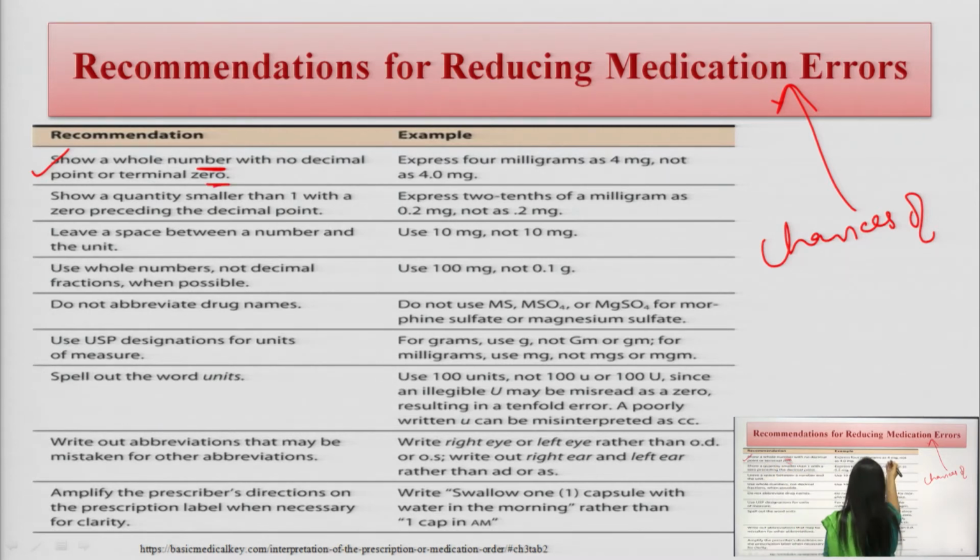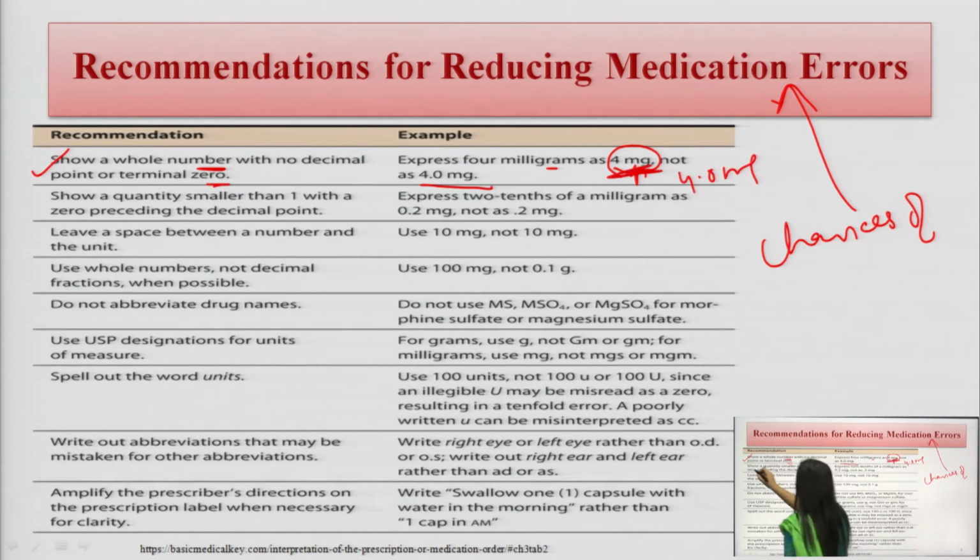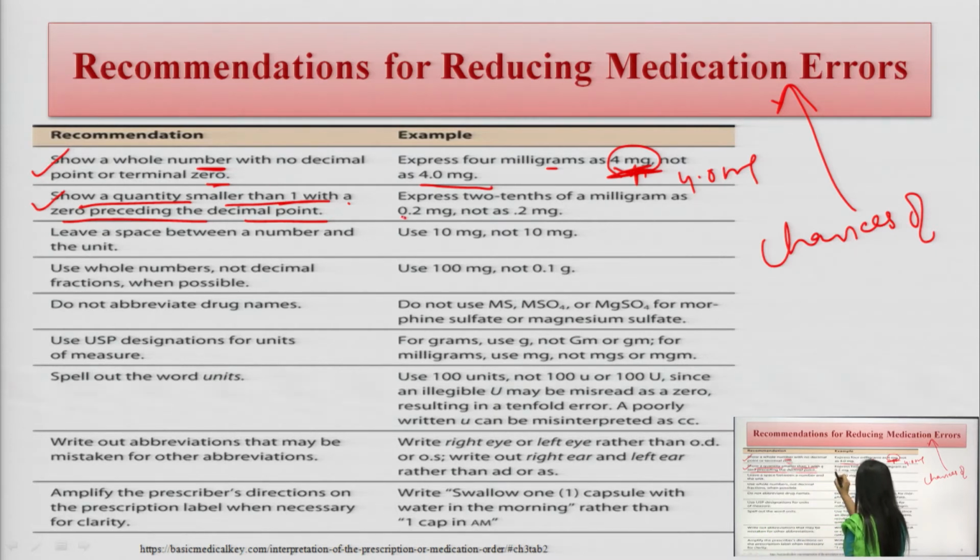I can take an example here. Express 4 milligram as 4 mg, not 4.0 mg. It's common sense; there's no need to write 4.0 mg. We can write this as 4 mg. Now, show a quantity smaller than 1 with 0 preceding the decimal point. If any quantity is less than 1, we can write like 0.2, 0.1, 0.3.